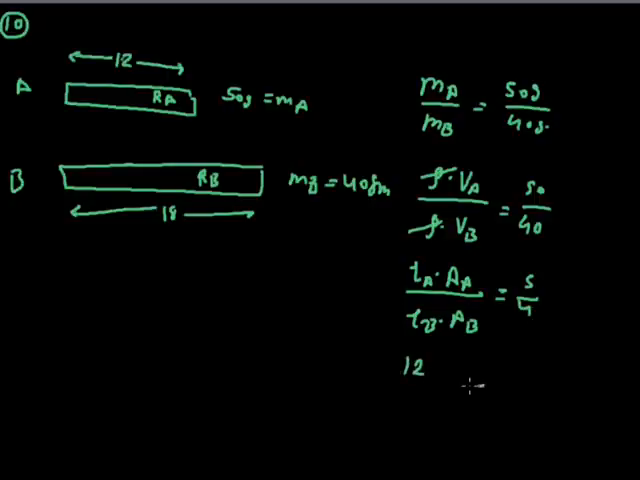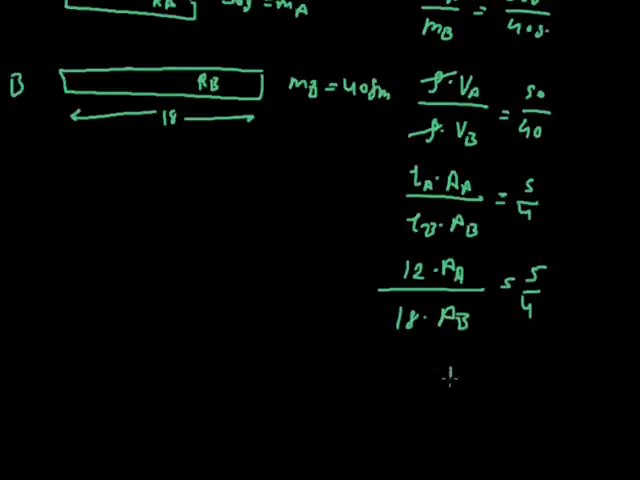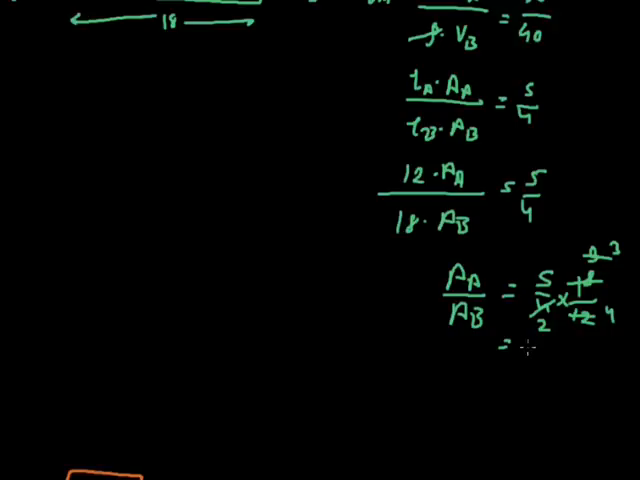LA is given to you as 12, and area is simply pi r square, or let it be area AA, and LB is 18, let this be AB, 5 by 4. So by this we will find AA and AB. This is 5 by 4 into 18 by 12, so it is simply 15 upon 8. Now this is the value of the ratio of area.